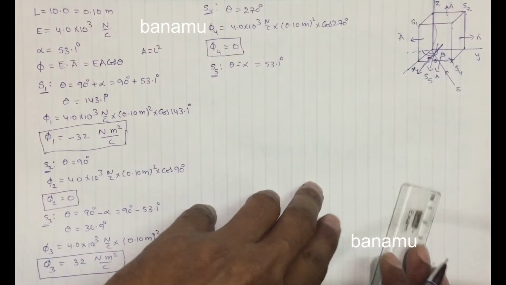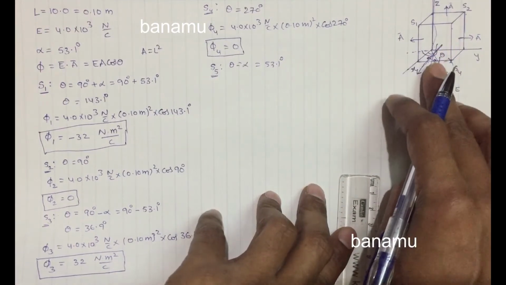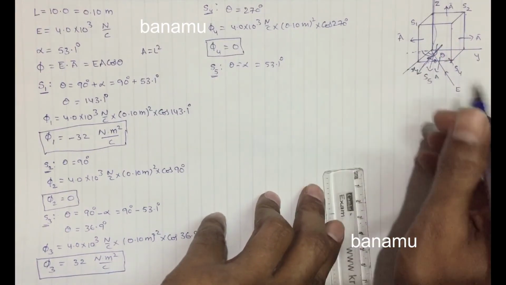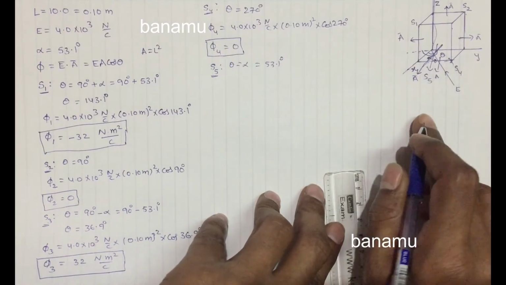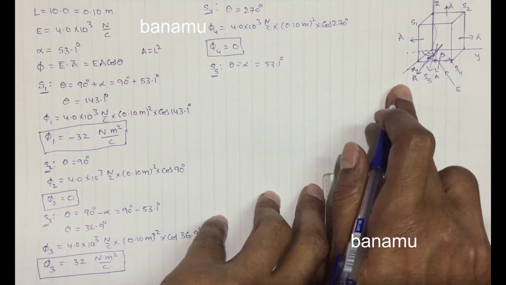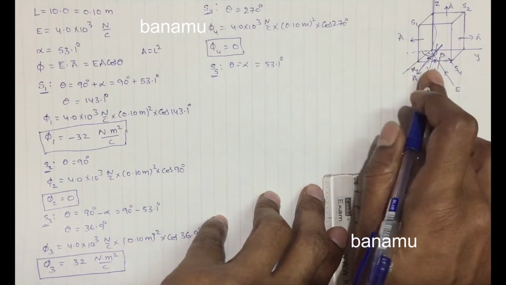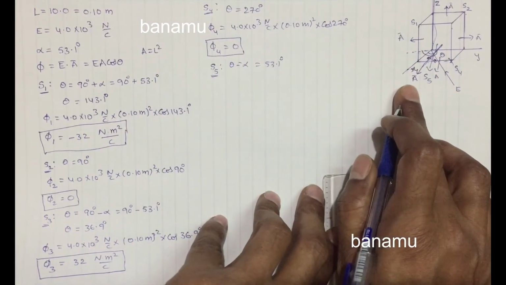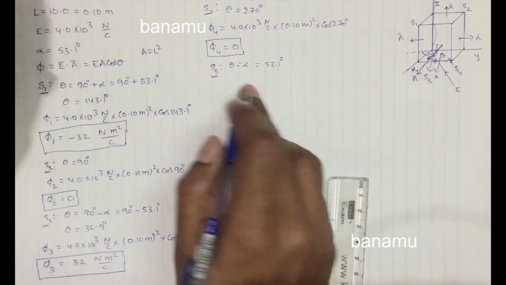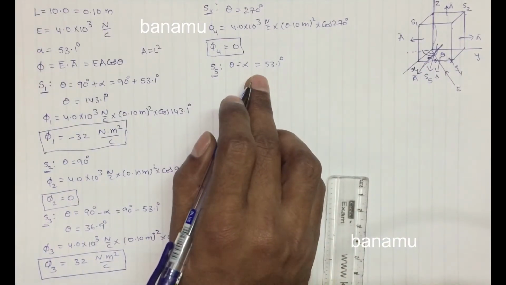The unit normal vector is parallel to the x-axis. The angle between the electric field and the x-axis is alpha, so the angle between the electric field and the unit normal vector is also alpha. So alpha is equal to 53.1 degrees.